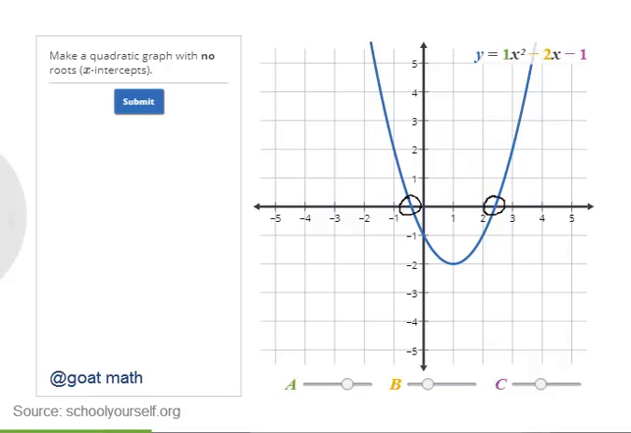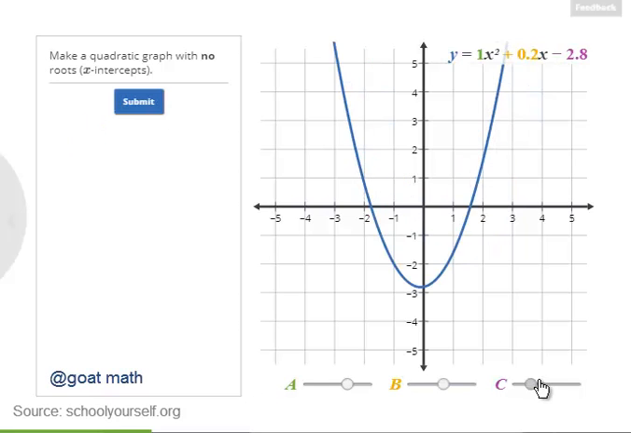Pretty cool, right? So next, try making a quadratic graph with no roots. You can drag these sliders down here to change the coefficients in the quadratic. Once you've got a graph with no roots, press the Submit button over here.